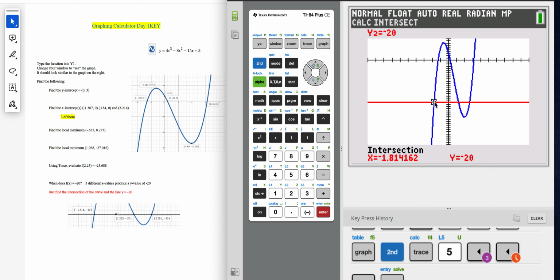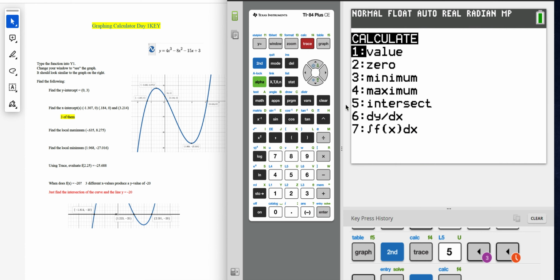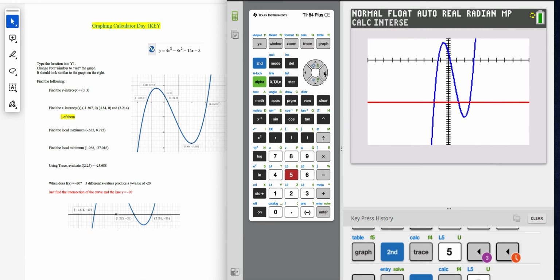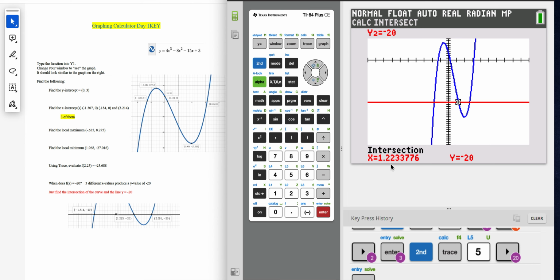So the blue curve and the red curve are the exact same at that x value, which means that x value produces a blue value of negative 20. And then we do the same thing two more times. Second calc, intersect, five. Scroll over to the other intersection. Enter, enter, enter. And we find the intersection, meaning there's another x value that makes a y value of negative 20.